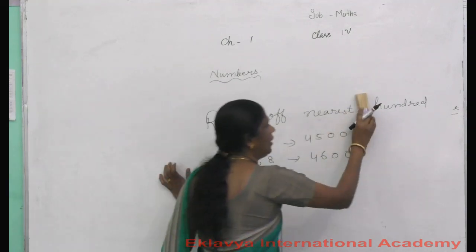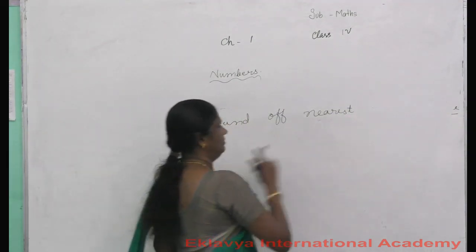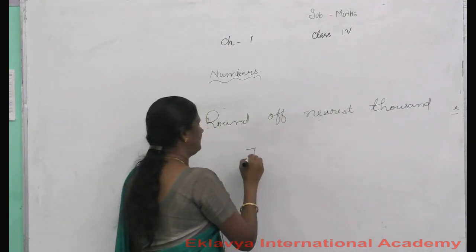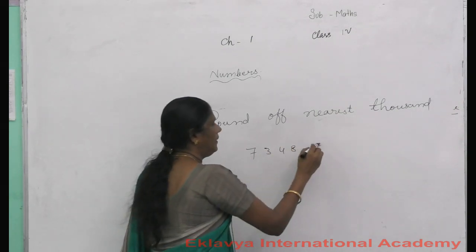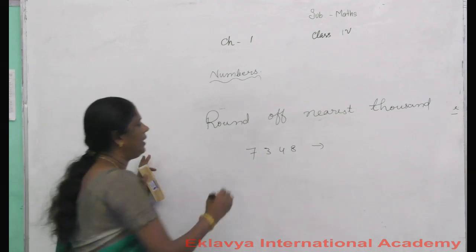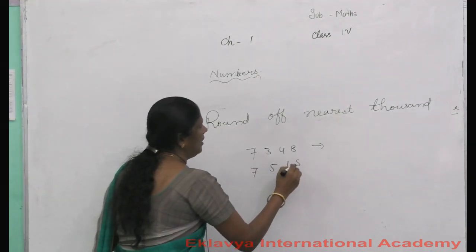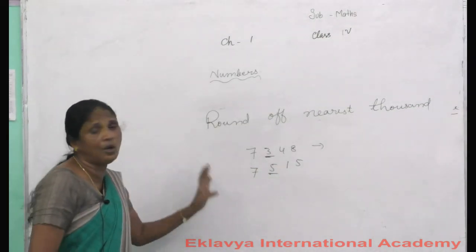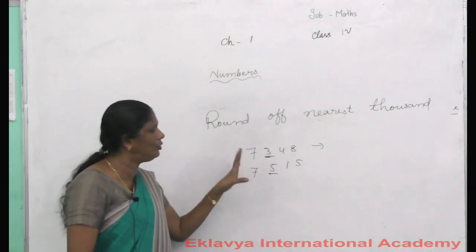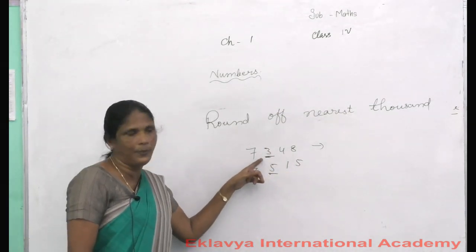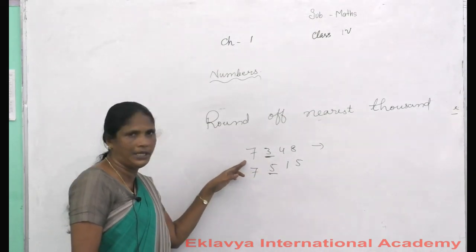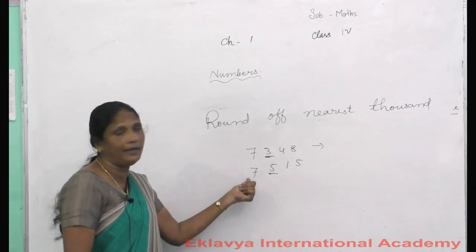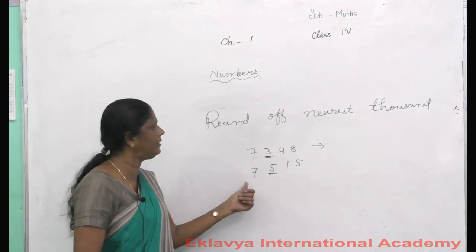The nearest 1000. We round off to the nearest 1000. We look in the 100 place. Which place do we look at? The 100 place. Again, 0, 1, 2, 3, 4 come in the 100 place, there is no change in the 1000 place. If 5, 6, 7, 8, 9 come in the 100 place, 1 is added in the 1000 place.